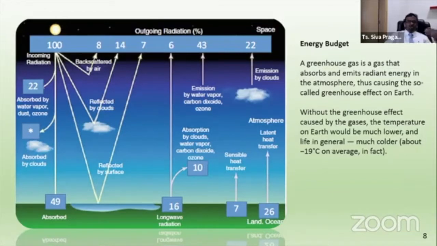What would happen if we didn't have an atmosphere? A greenhouse gas is a gas that absorbs and emits radiant energy in the atmosphere, causing the so-called greenhouse effect on Earth. Without the greenhouse effect caused by the gases, the temperature on Earth would be much lower, and life in general much colder. It would actually be about minus 19 degrees Celsius on average. This is also the average temperature of the moon, because the moon doesn't have an atmosphere. It takes all the radiation, the body absorbs it, and then it gives back. Some is retained, some is sent back. So even on the moon, the average temperature is minus 19 degrees Celsius.